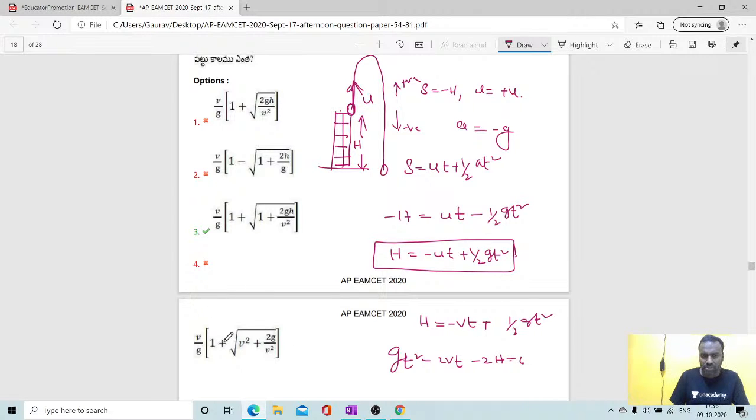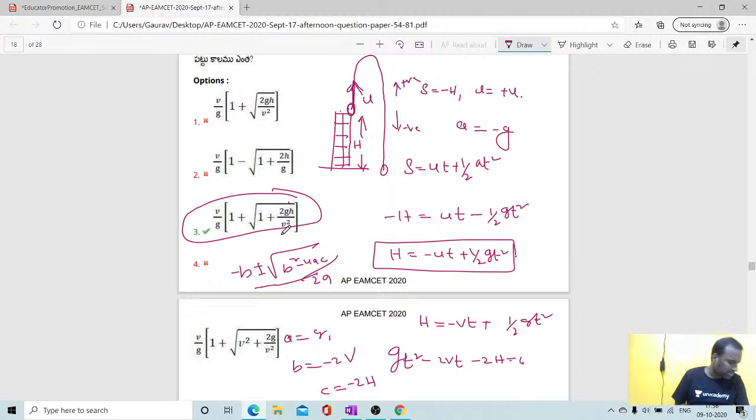Since you know the quadratic formula, x equals minus b plus or minus root of b square minus 4ac upon 2a, then if you simplify, in place of a put g, in place of b put minus 2b, and in place of c put minus 2h, then perfectly you will get this answer, students.